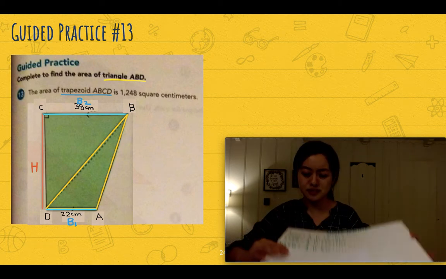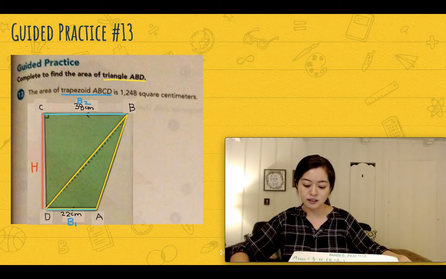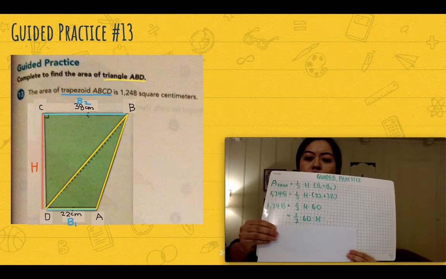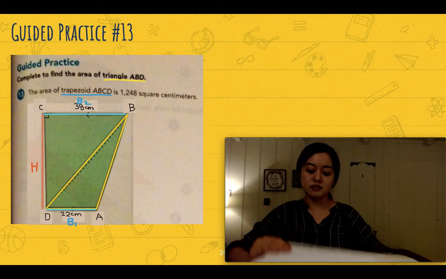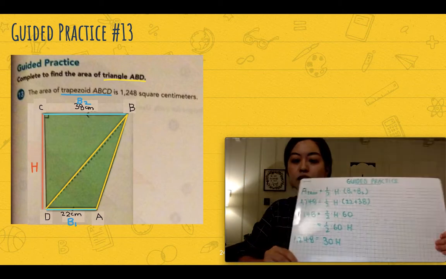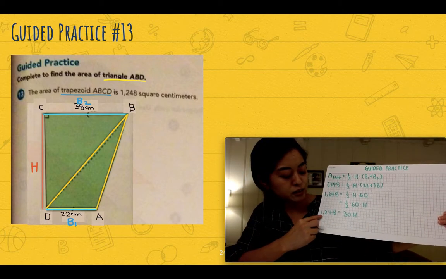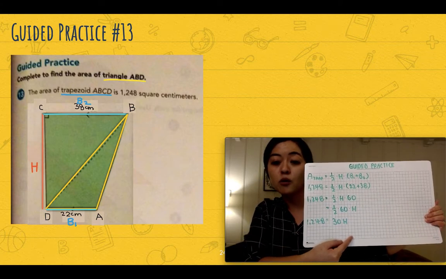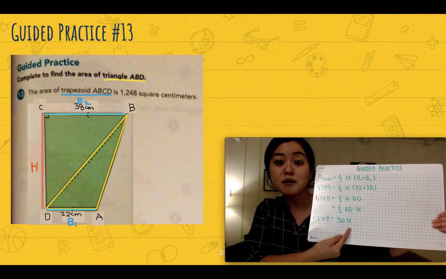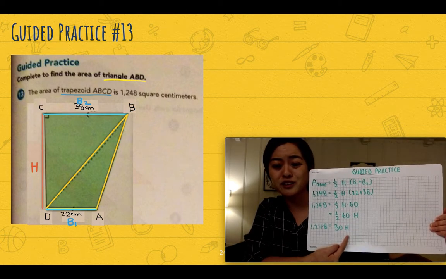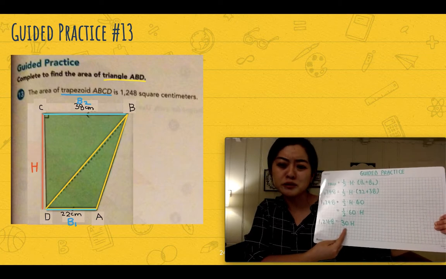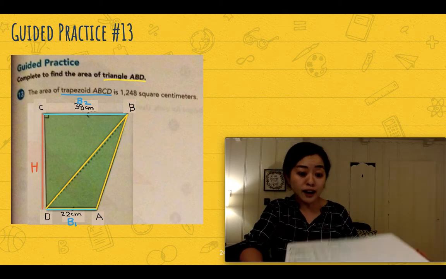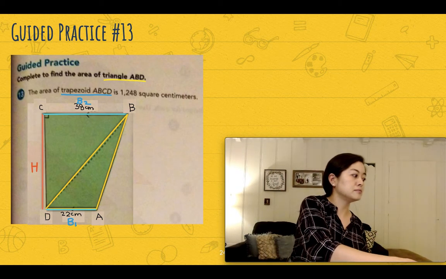And I'm going to do half of 60 first because that's easy for me to figure out mentally. So half of 60 is 30. Then I have my area of my trapezoid, 1,248 is equal to 30 times h. So I want to get my unknown variable h by itself. I want to solve for h. So what do I got to do? Well, I got to undo this multiplication of 30. To undo the multiplication of 30, I have to divide by 30.